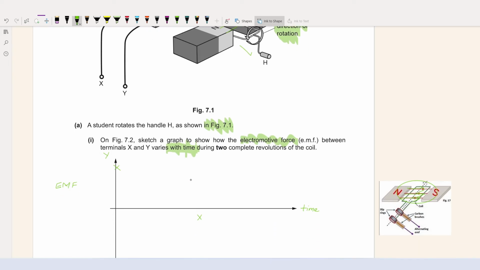It says you have to show two completions, so we have to draw around two waves. So we can take this half, and then this half and this half. The graph will go like this, down, and then it's going to go up again, and then it's going to go down and go up again. Make sure this distance is equal. As I'm drawing on this, it might not be equal. So in the exam, make sure that the amplitude is equal for all of them.